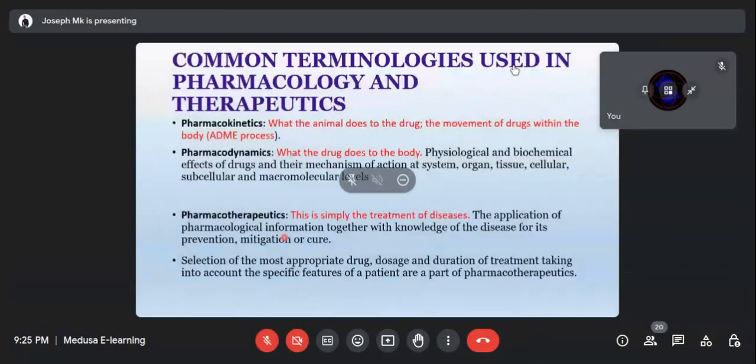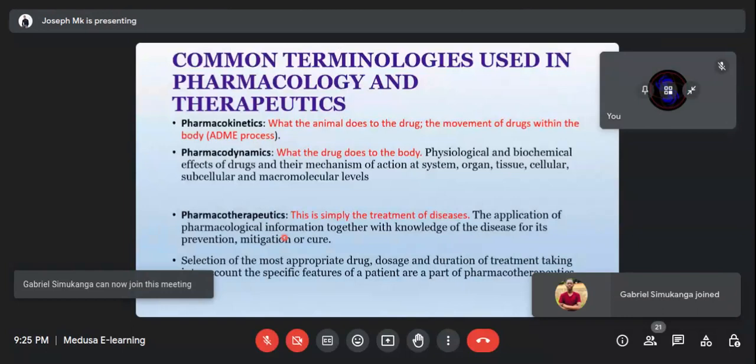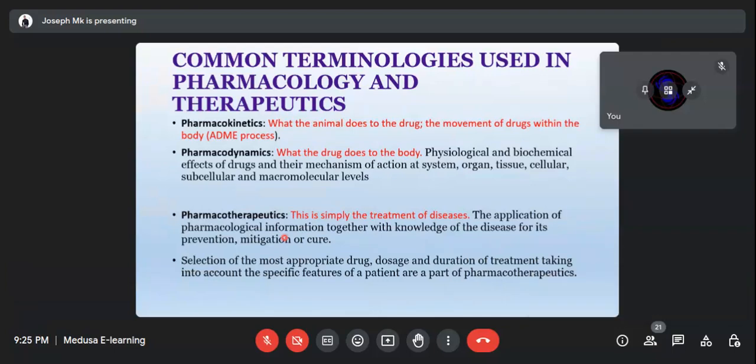Then pharmacotherapeutics is our third terminology. Therapeutics is simply the treatment of diseases. It's as simple as that. So it is the application of pharmacological information together with knowledge of disease for its prevention, mitigation, or cure. So the first thing you need to do is diagnose a disease. After that, that's when you can know what drug you can give to someone.